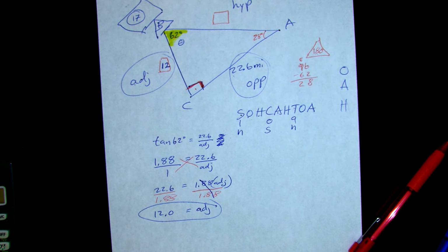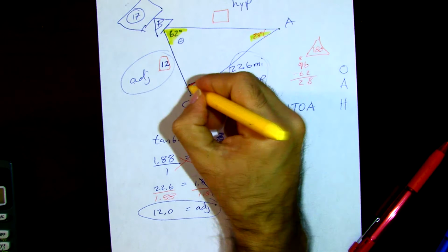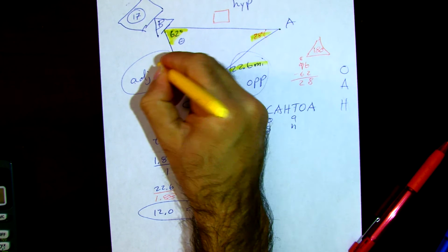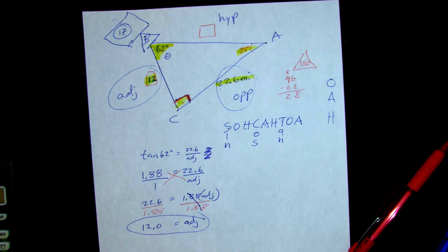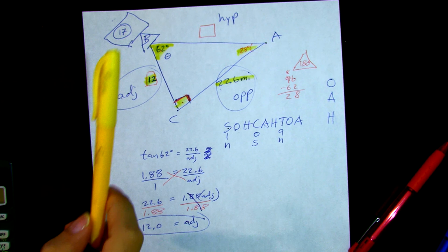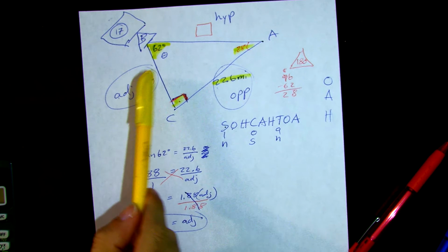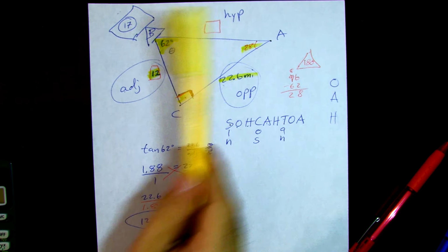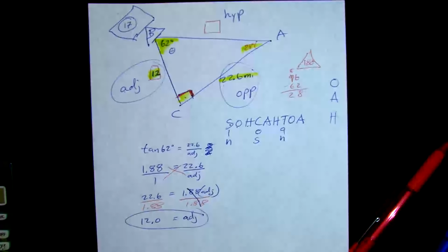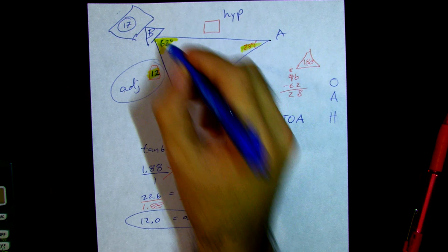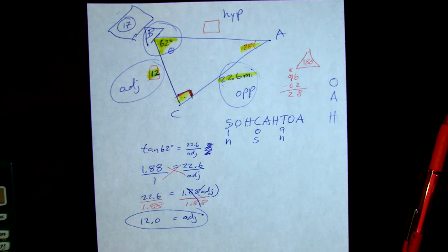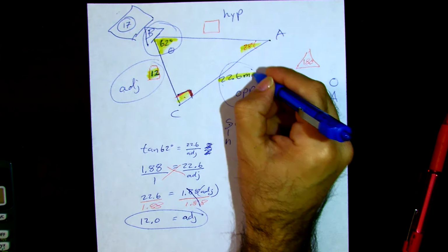Nice, nice. All right, let's see what we have. We have these angles figured out. We have this side and this side figured out. We need to figure out the hypotenuse. There are two ways to do it. You could do the Pythagorean theorem: 12 squared plus 22.6 squared is equal to the hypotenuse squared. But let's use trig since we're doing it. Here's what I'll do. I'm going to use this angle, that angle, and I'm going to use this side again.